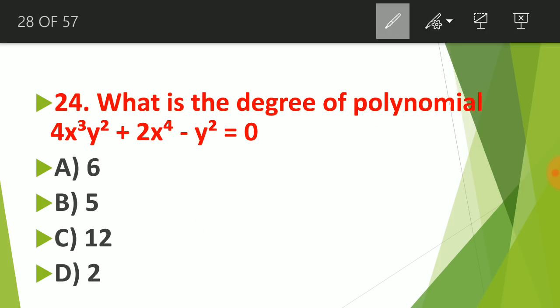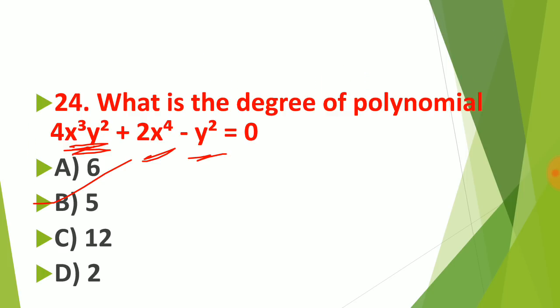Now question number 24. What is the degree of this polynomial? Y square, its degree is 2, x to the 4, its degree is 4. The degree of this term is 3 plus 2, 5. So the highest degree in the given polynomial is called the degree of the polynomial. So the degree of the polynomial is 5 here in question number 24.